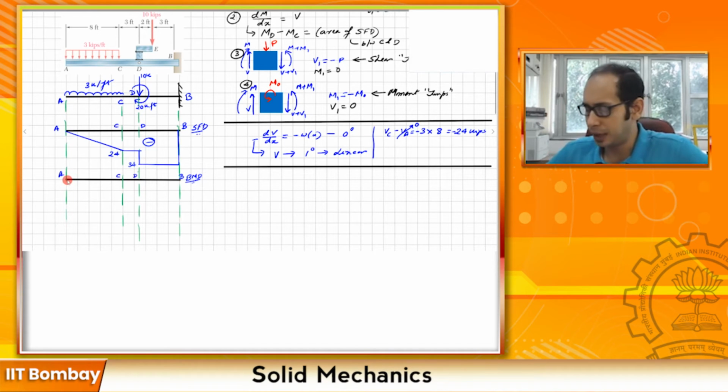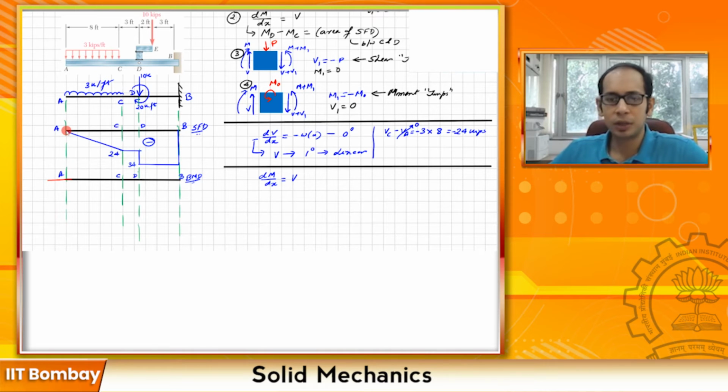Now the question is how from A to C it is going to vary. Again, let's quickly write the relationship. We have dM/dx equals V, right? So that means the slope at this particular point is going to be the value of the shear there. So the slope dM/dx at x equals A is going to be the value of the shear at A. The value of the shear at A is 0. So here my bending moment diagram will have a 0 slope, right?